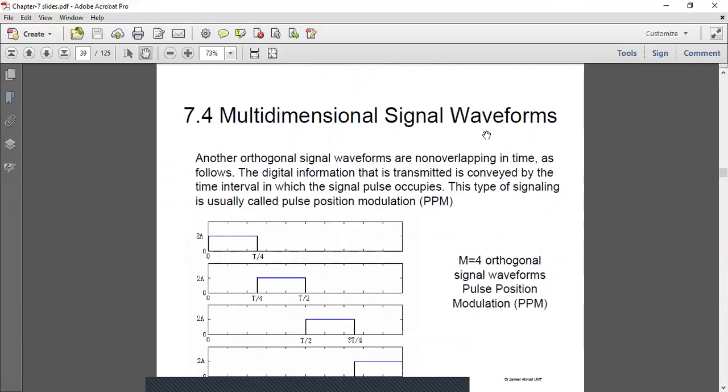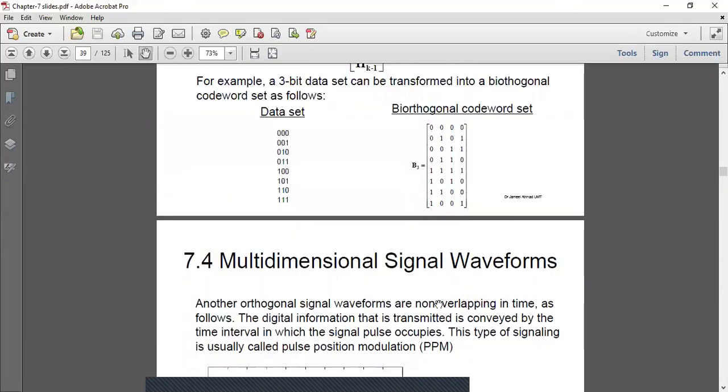Okay, so he has not shown the waveform. You can easily generate the signal waveforms.